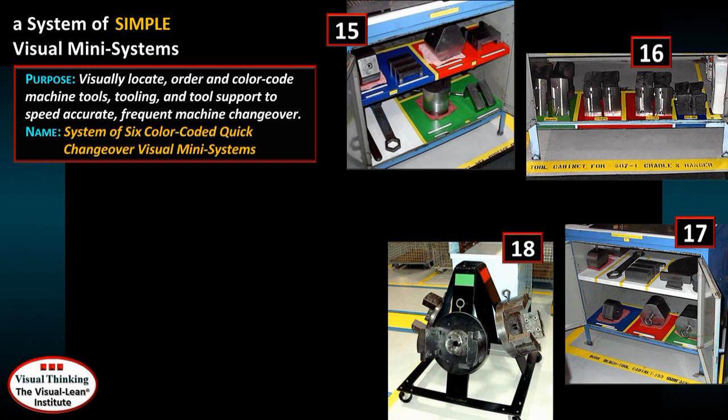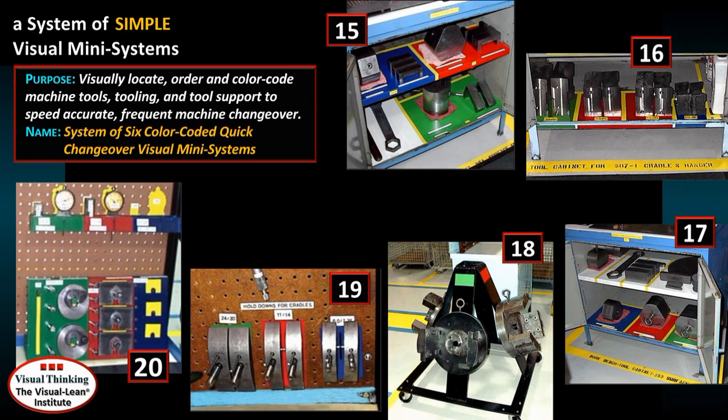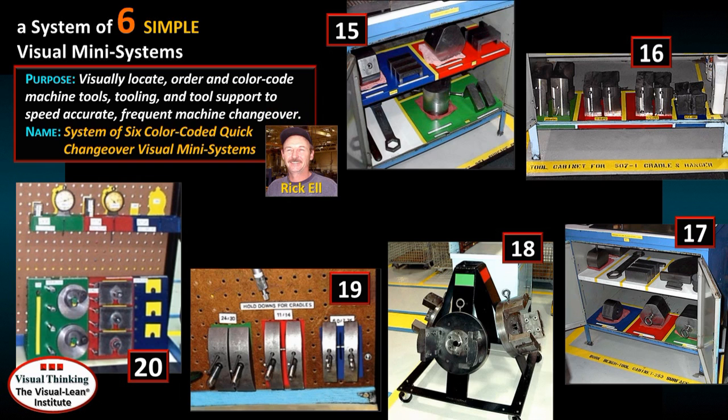Oh, wonderful. Simple system number 19 in our countdown. Hold downs for cradles. And here we are in 20. Gauges and other checking devices for changeover precision. You get the point. Rick has connected 6 simple mini-systems into a system of simple mini-systems, all to support and ensure accurate, frequent changeovers on this machine.